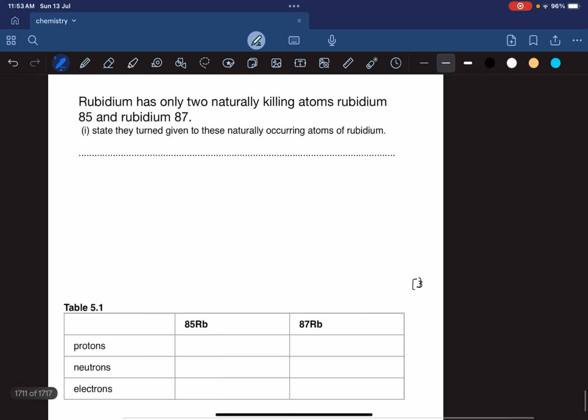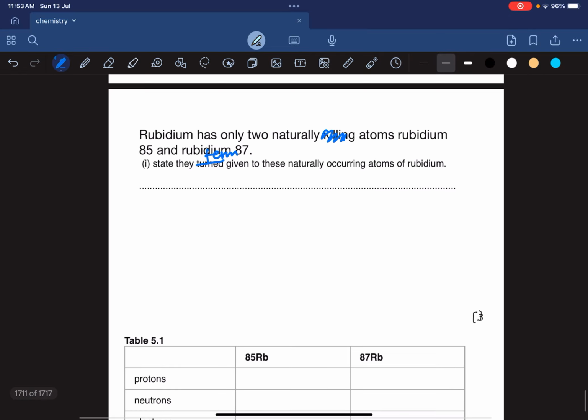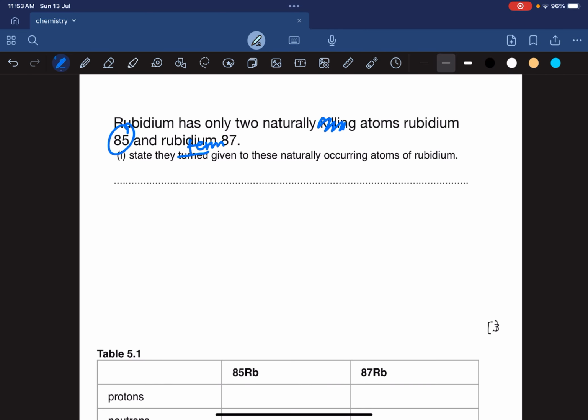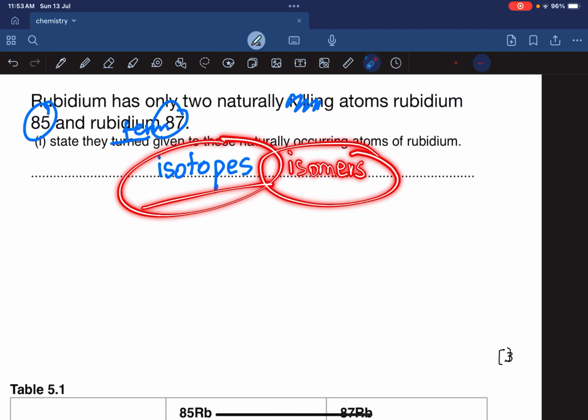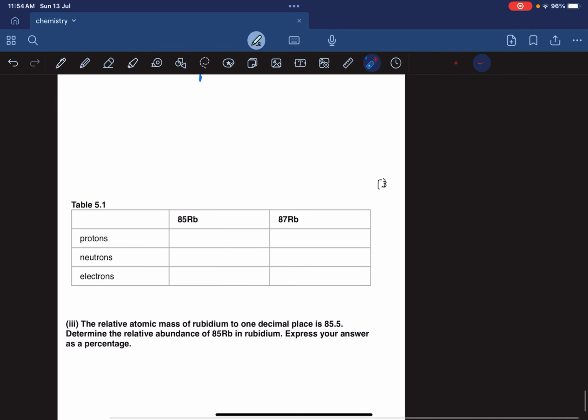Moving on. Rubidium has only 2 naturally occurring atoms, Rubidium 85 and Rubidium 87. State the term given to these naturally occurring atoms of rubidium. You should know that Rubidium 85 and Rubidium 87 are isotopes of each other. I guess that is simple, unless someone confuses isotopes and isomers and writes isomers over here. I know sometimes in confusion we confuse these two words, but these two are isotopes of each other. Okay, moving on.